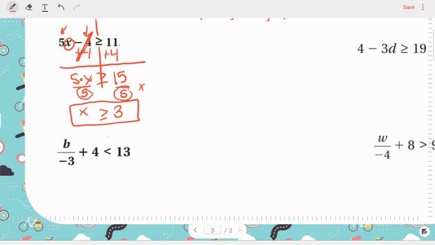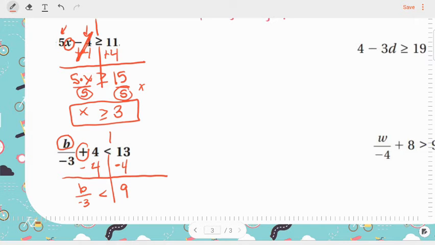Let's look at this example next. I want you to be thinking about what I would do first. Here's my variable. Would I get rid of the negative 3 or the 4 first? Which one's further? The 4 is further away, so I'm going to get rid of that to begin with. Since I see plus 4, I'm going to minus 4. And what I do to one side, I have to do to the other, just like an equation. Total everything up. I'm left with b over negative 3 is less than, bringing that down, 13 minus 4 is 9.